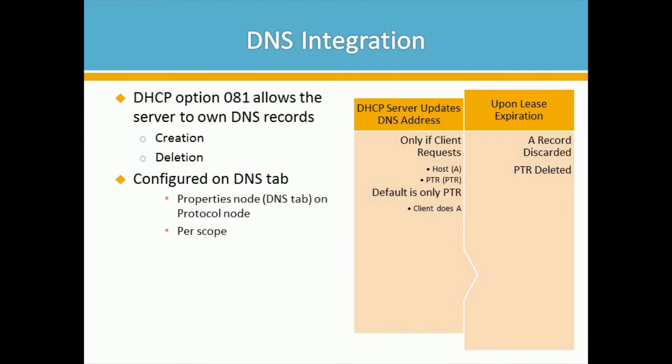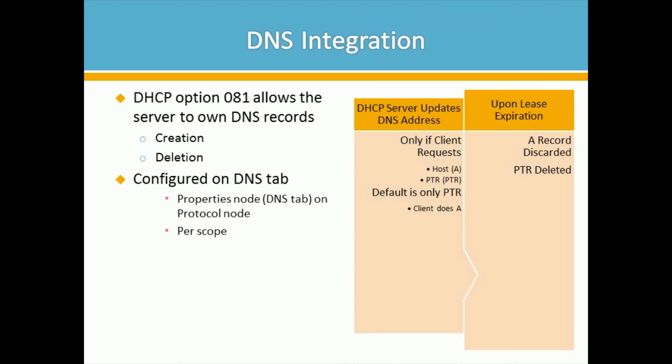So we have something known as DHCP option 081. Now 081 allows the server to own the DNS records. So DHCP is doing all the work on behalf of the client. It'll create the records, and it'll also delete the records when the IP address expires. Now we can also go to the DNS tab of DHCP. On the Properties node, you will see a Protocol node, and here you can configure this per scope.